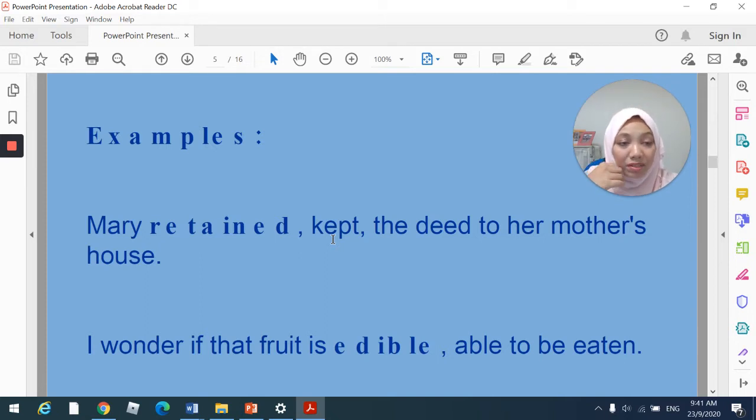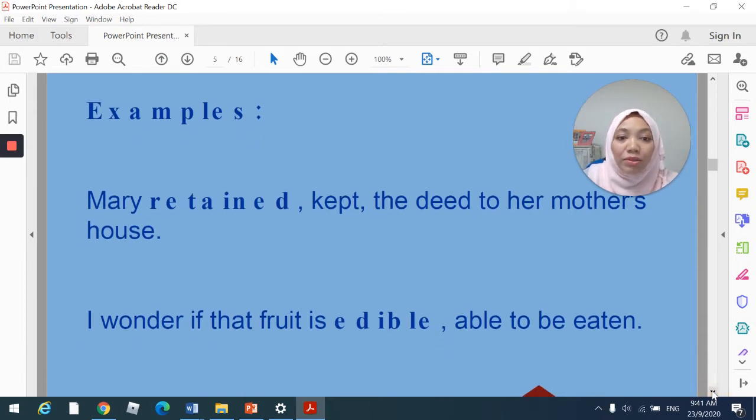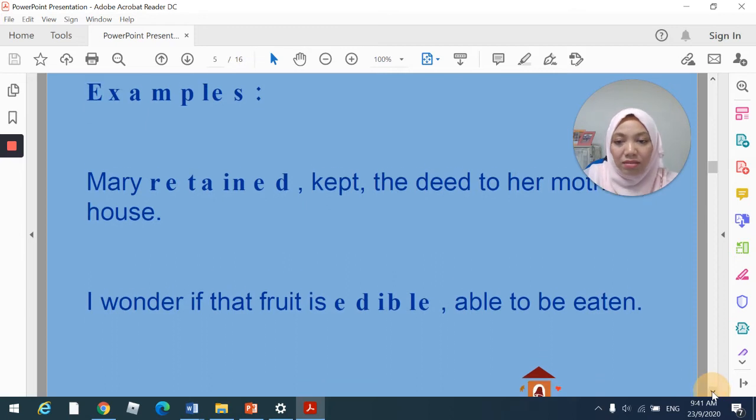It's very simple, right? So when you find a difficult word, don't be frustrated. Continue reading. You would get the clue in the next lines. Second example here: I wonder if that fruit is edible. If you're not sure about edible, you see a comma and then a definition of the word, able to be eaten. So you know that edible means something that is able to be eaten, something that you can eat.